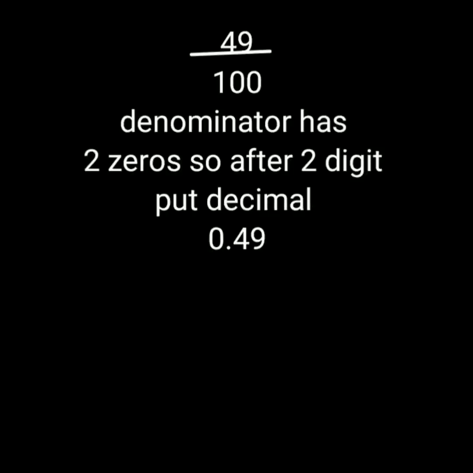Here the question is 49 upon 100. So here you can see the denominator has 2 zeros. So after 2 digits we will put the decimal. So 49 upon 100 is 0.49. As we can see that in the ones place there is no digit, so we will use 0. For any place which is not there in the decimal, after putting the decimal we can replace it with 0. So I hope you all have understood how to convert a fraction into decimal form.